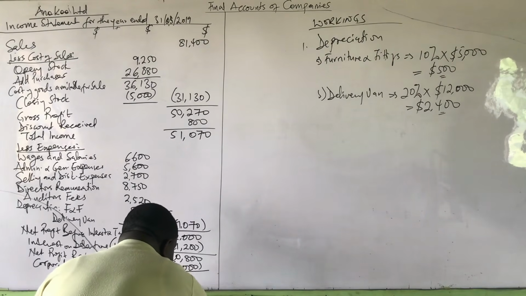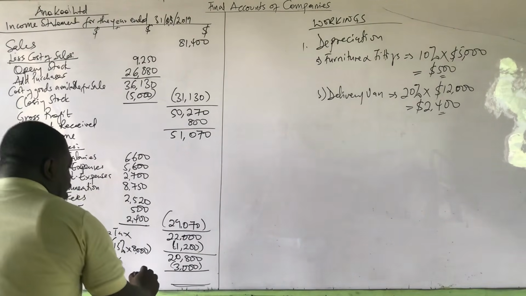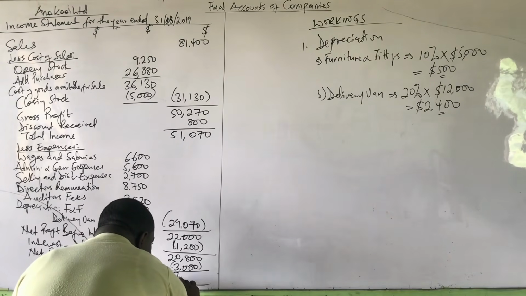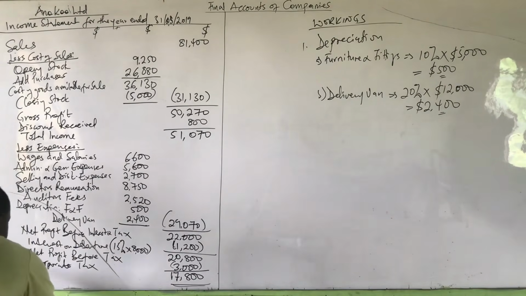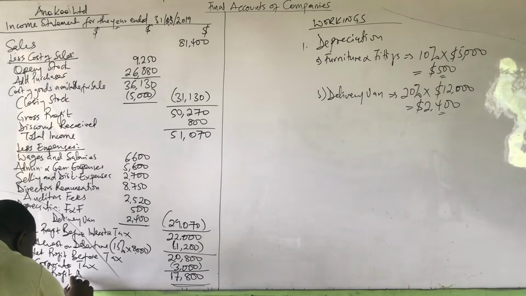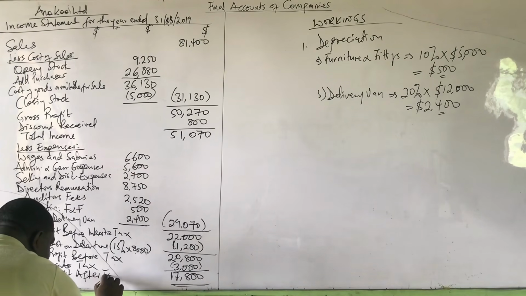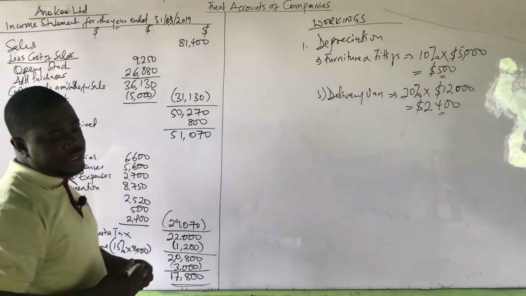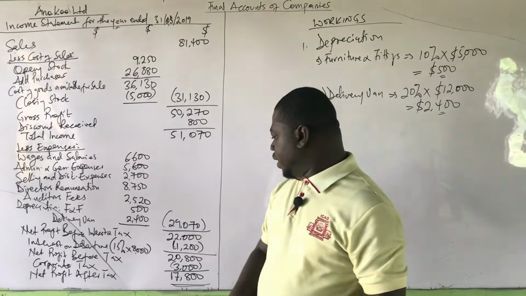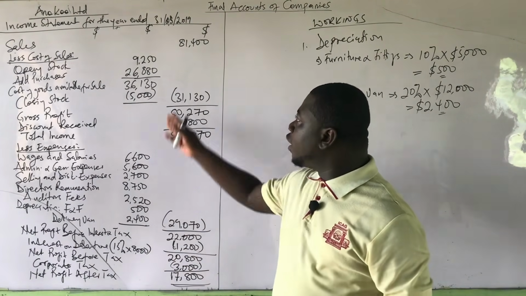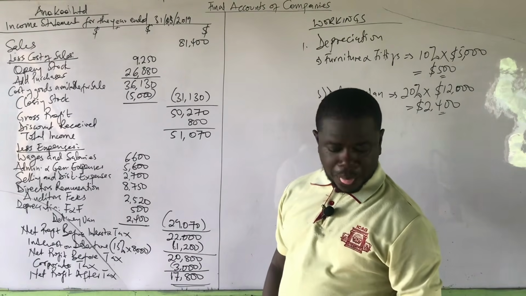And then when we take out $3,000, we are going to have a final profit of $17,800, which we are going to call net profit after tax. And this $17,800 is going to be our final profit for Anokoko Limited.